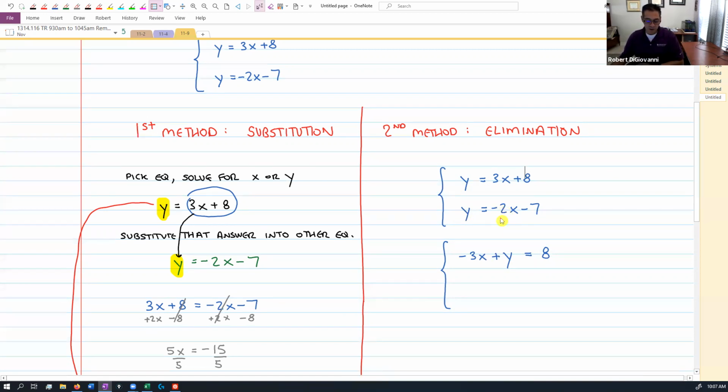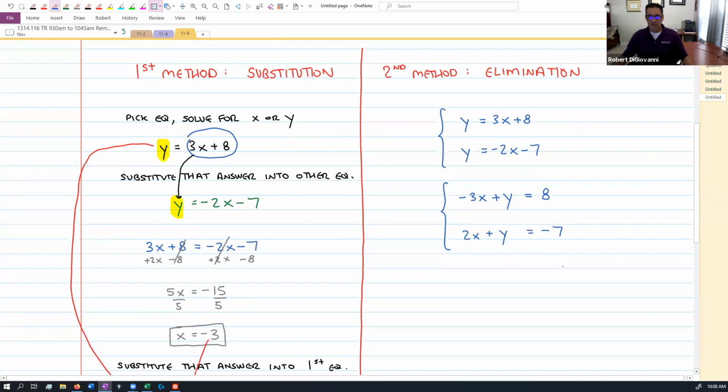I move this negative 2x over to the side with the y. I get 2x plus y equals negative 7. Okay, that's the first step. Like I said, don't give up on this just because we had to do that. Don't be like, well, I don't want to do that. Okay, next step. And this I think is the hardest step.